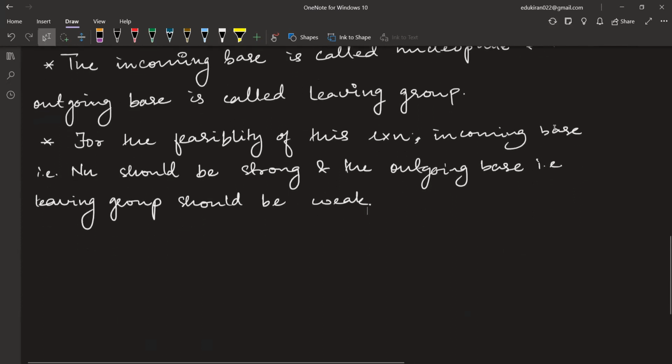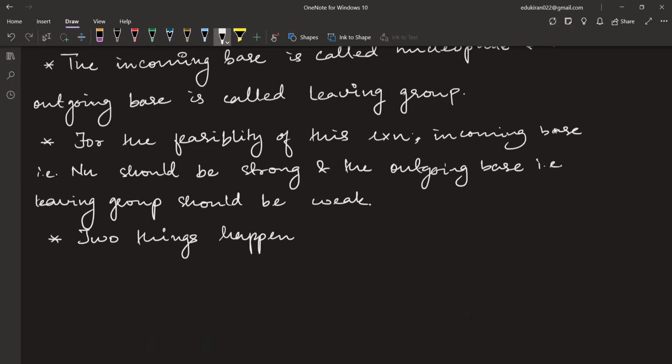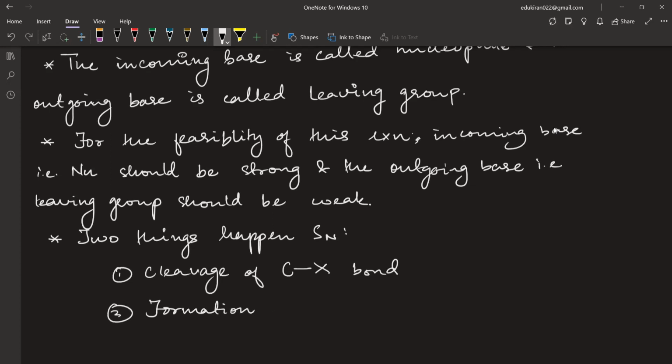Now, the next point is very important. Please write this with me only, okay? Two things happen in SN, that is nucleophilic substitution. What are the two things that are happening? Number one, cleavage of the C-X bond. And the second thing that happens is formation of the C-Nu bond. Okay, chal. Let me know when you are done.